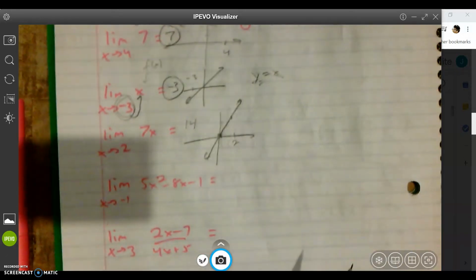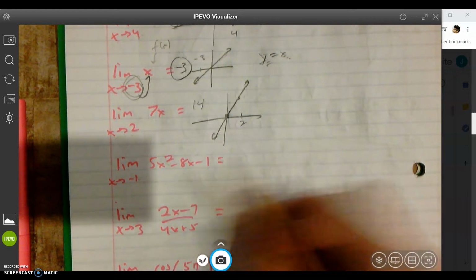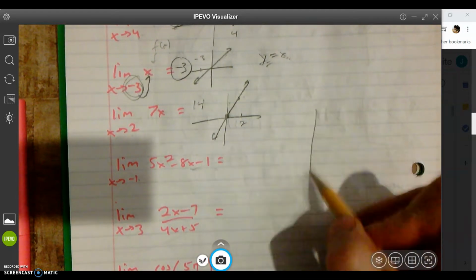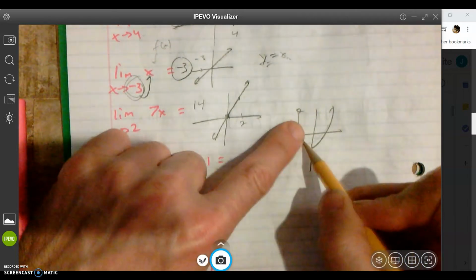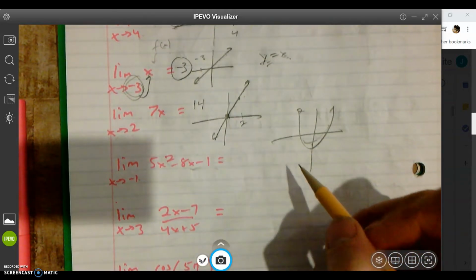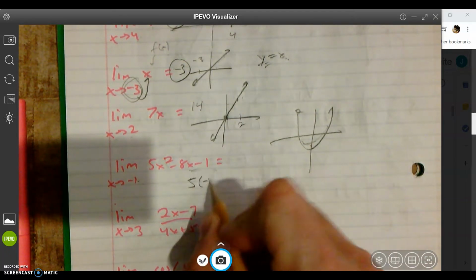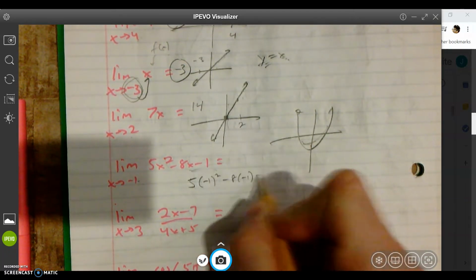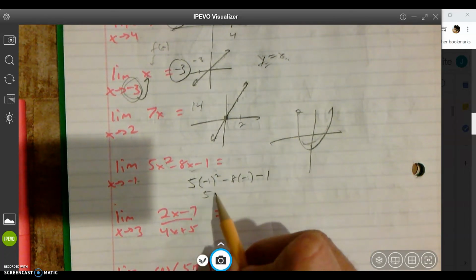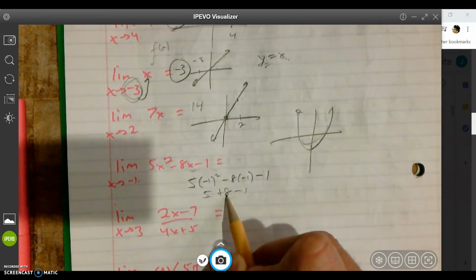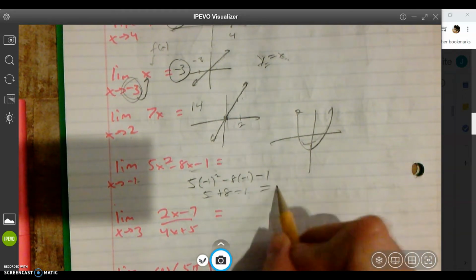So this is a parabola right here. I'm taking -1, and there's no breaks or anything in this. This is just a straight up parabola. I don't know exactly what it looks like, but I know it kind of looks like this. There's no breaks in it, so all I'm doing is looking for the y value when x equals -1. No calculator, see if you can do it. 5 times -1 squared minus 8 times -1 minus 1. So that's 5. Negative times negative is positive. Plus 8 minus 1. 5 plus 8 is 13, minus 1 is 12. There you go. Bam.